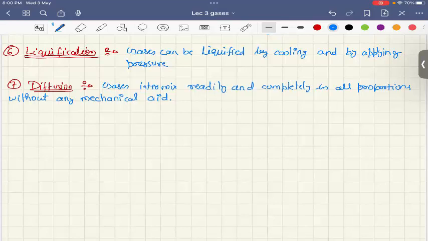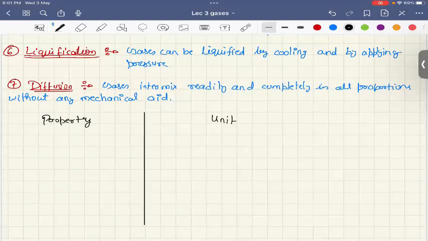Before studying this, let us establish some units. This is the property and this is its unit. The unit of mass is going to be kg or mole per kg.